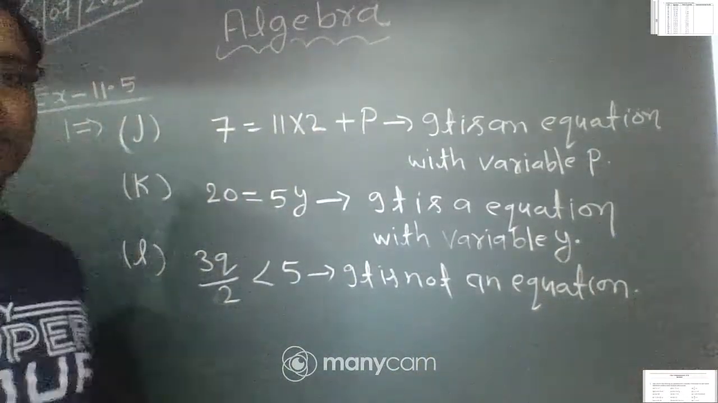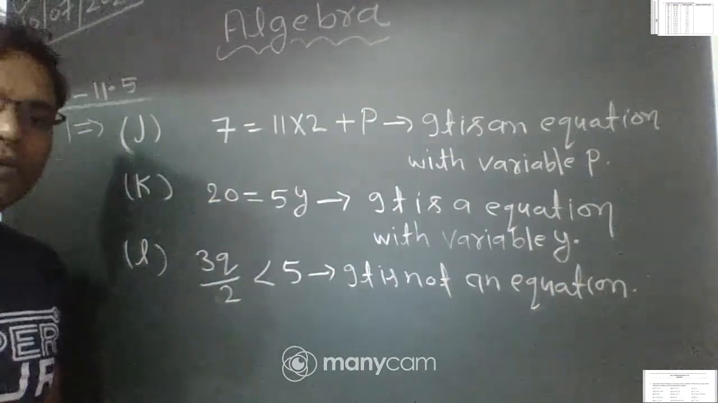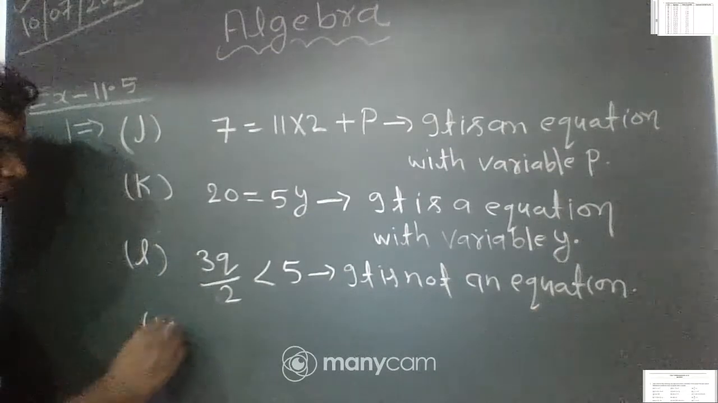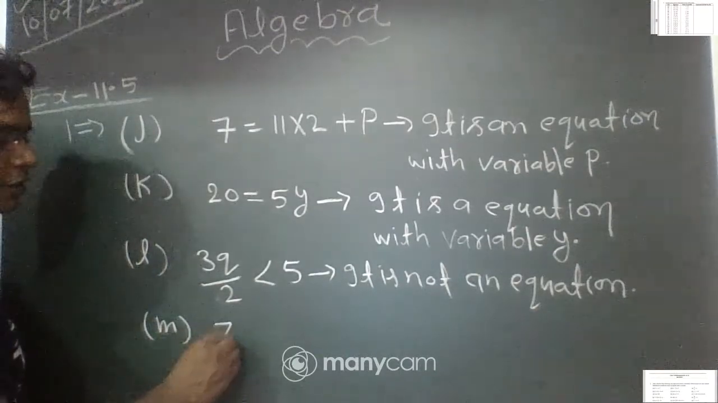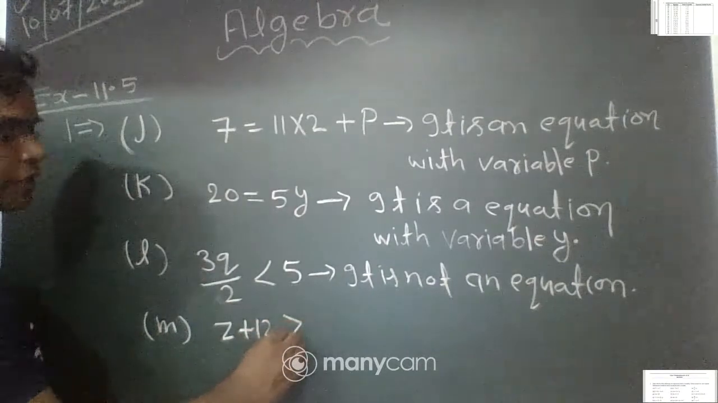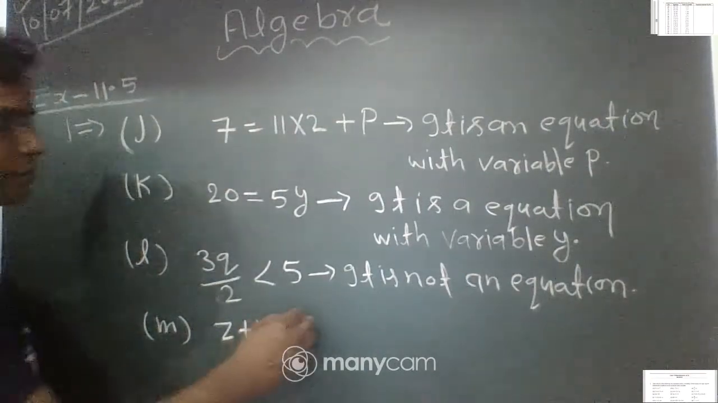It is not an equation. Now next part, M part. M part is z plus 12 greater than 24.